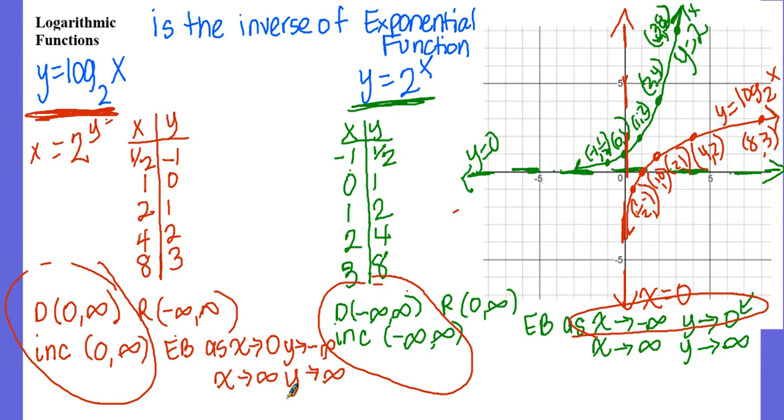Does anybody know where the line of symmetry for inverses of one-to-one functions lives on a graph? Can you see a line of symmetry?